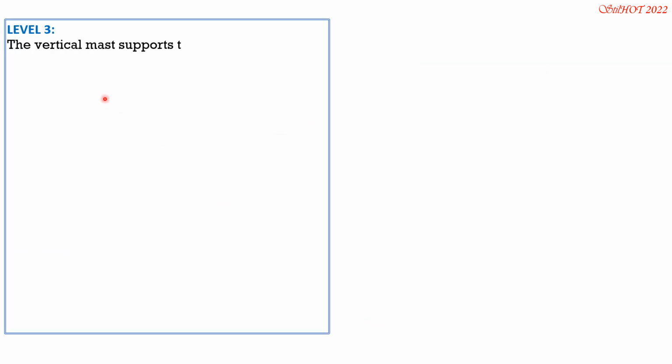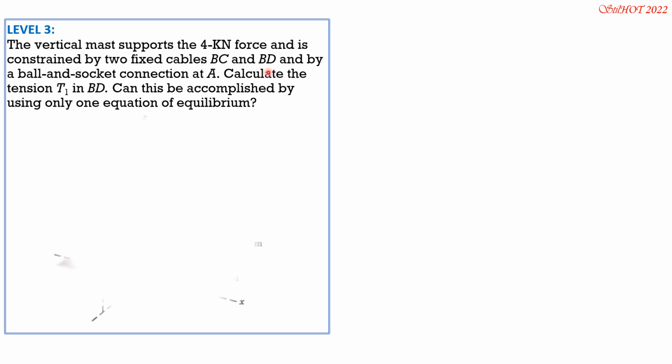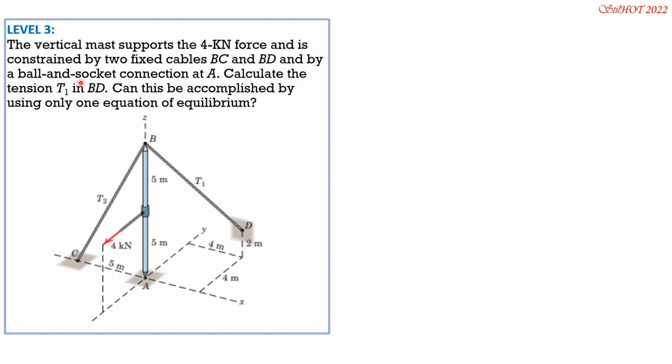The vertical mast supports the 4 kN force and is constrained by two fixed cables BC and BD and a ball and socket connection at A. Calculate the tension T1 in BD. Can this be accomplished by using only one equation of equilibrium? The answer is yes, because we plan to sum up moments about the CX axis, and we express T1 in vector form so that we can find its components. And the components are expressed in terms of T1.